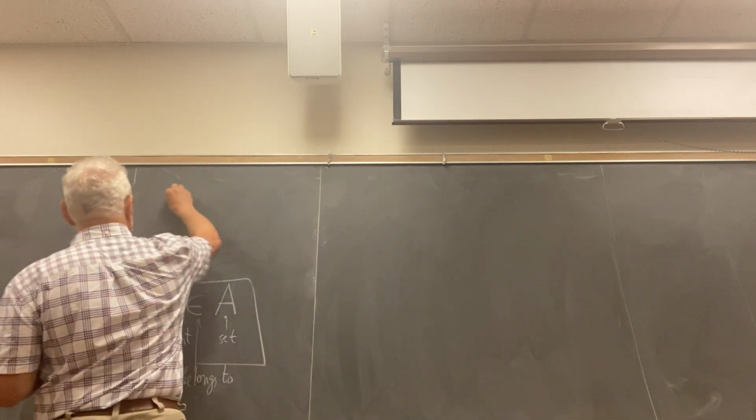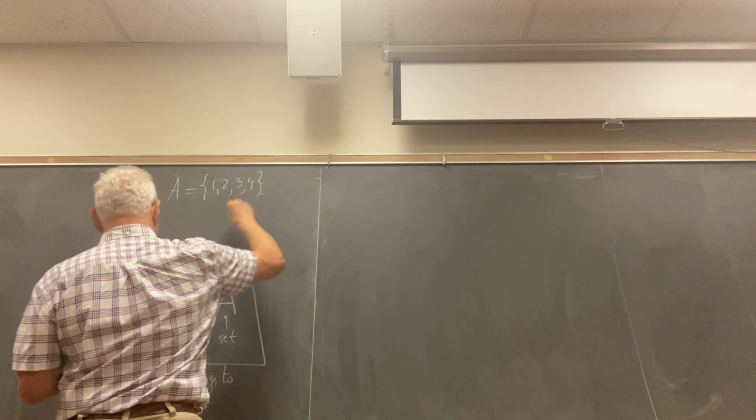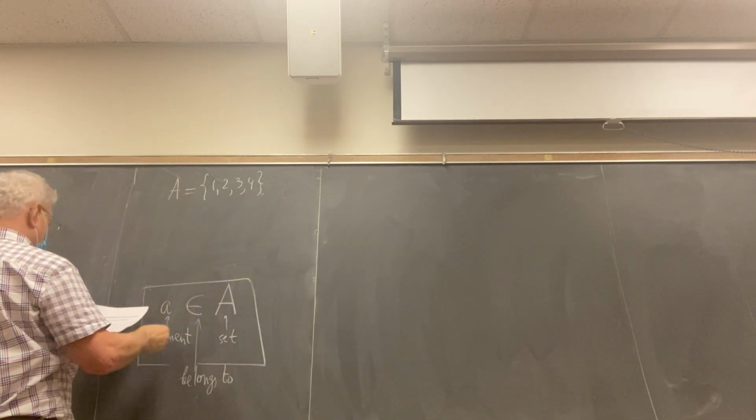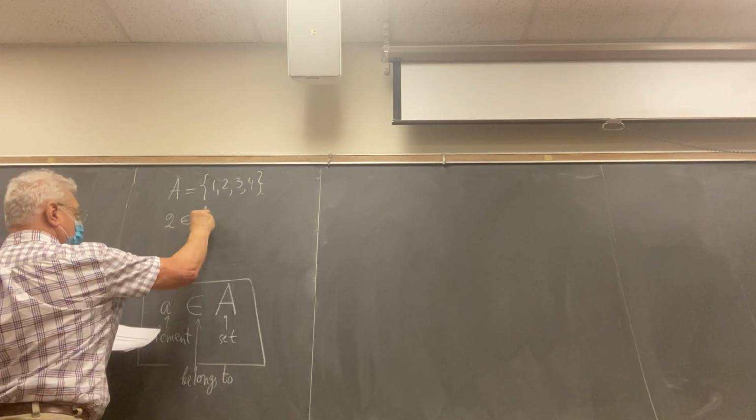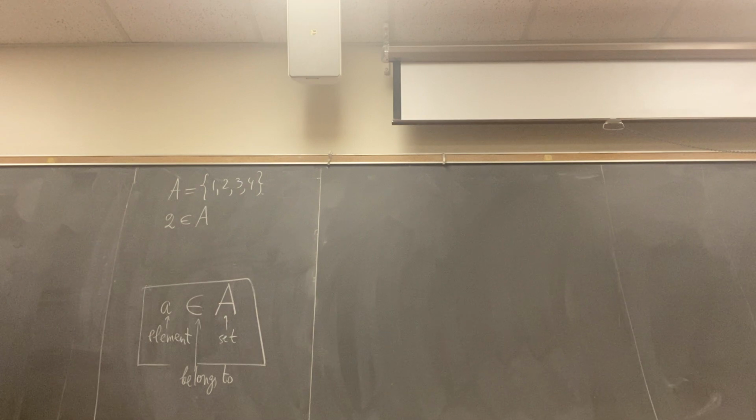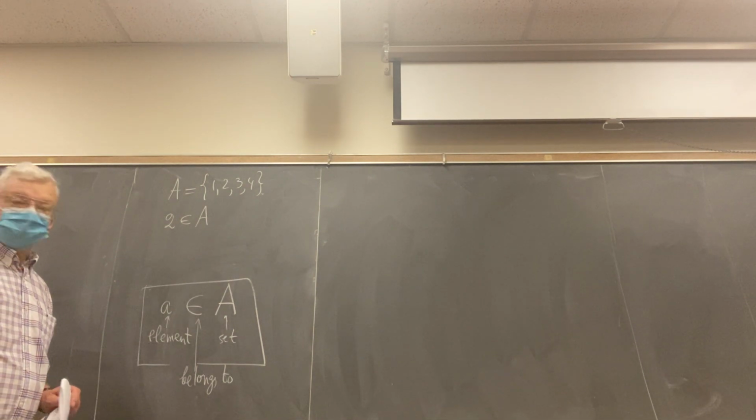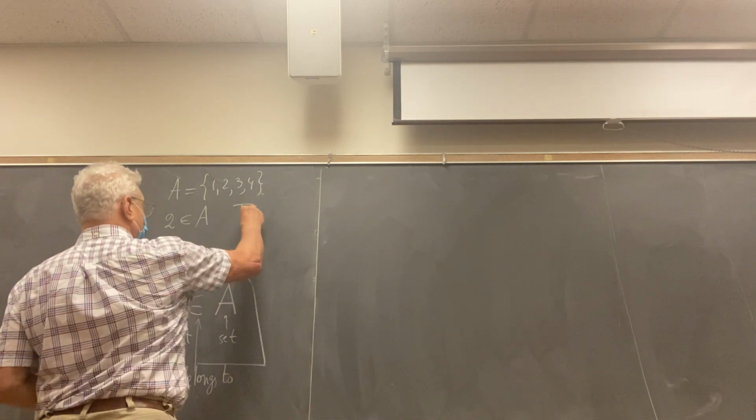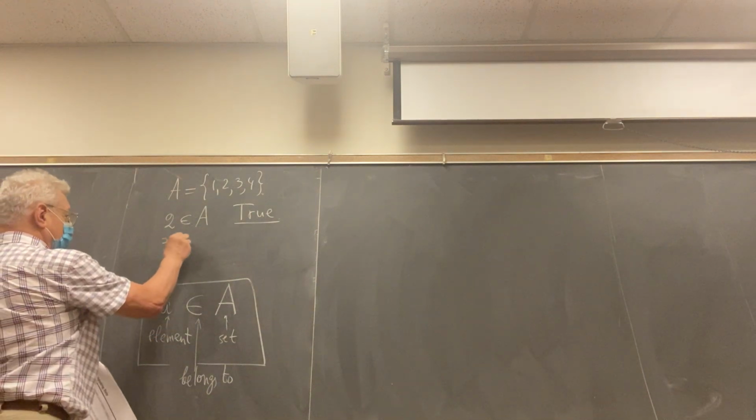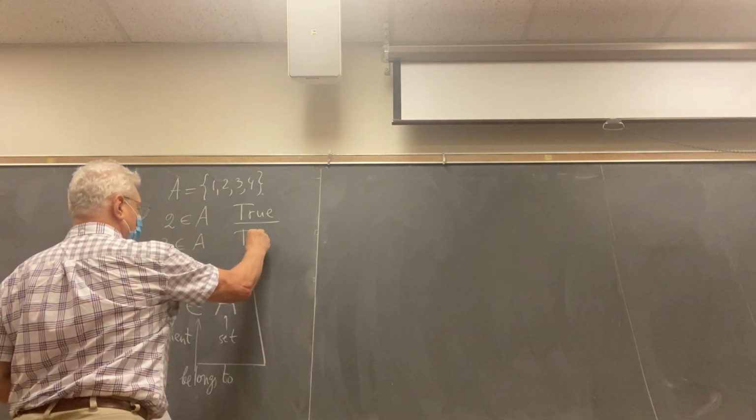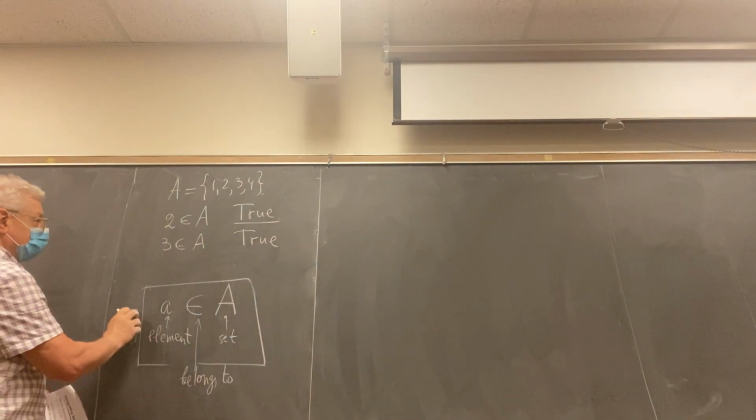Okay, so suppose I consider the set A here: 1, 2, 3, 4. Now I just write the following. 2, does 2 belong to A or not? Is it true? Yes, true. There will also be questions like that: true or false? 3 belongs to A. True. If you said 6 belongs to A, that would be false, because there's no 6.